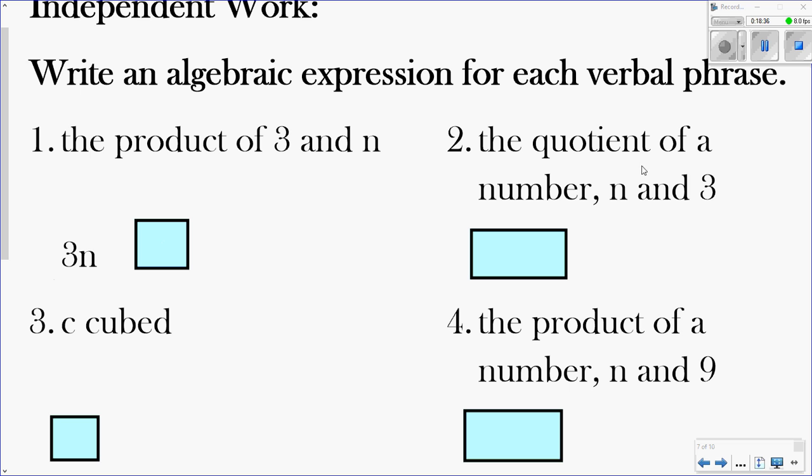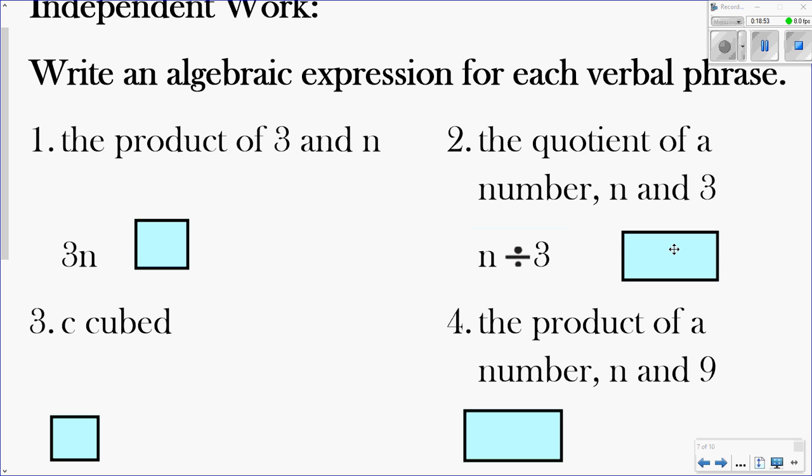The quotient of a number n and 3. You look at n, you're like, oh, plus. But wait, look at what's first, quotient. If you go back to the chart, we had that word quotient, meaning divide. So we're dividing 2 numbers, n and 3. So n divided by 3, or you can have it as a fraction, n over 3.